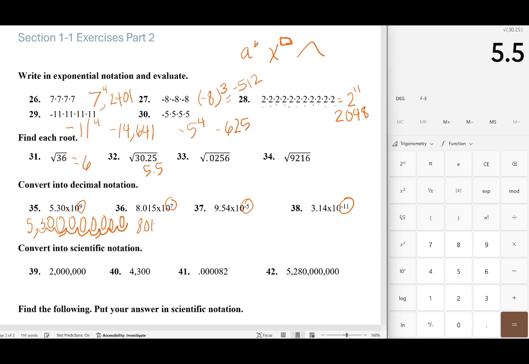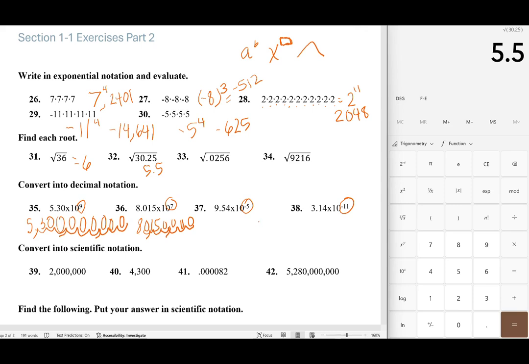36, again, we're going to have big numbers, so I'm going to write this to the left, so I have plenty of space for my zeros. I have 1, 2, 3 already, 4, 5, 6, 7. So fill those in. Put my commas, so 80,150,000.